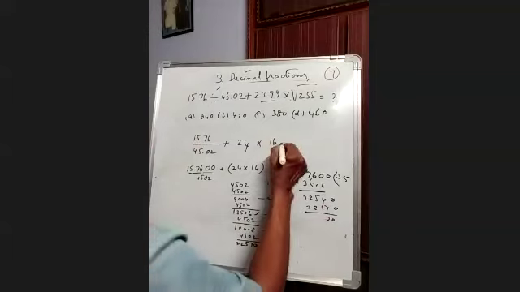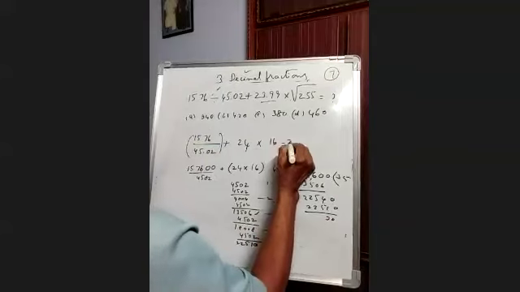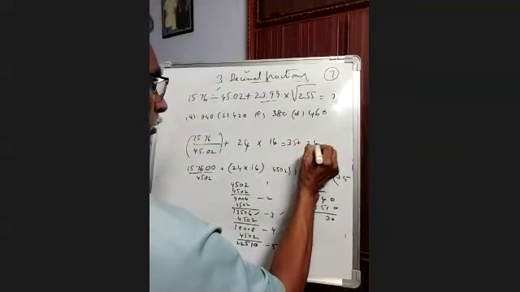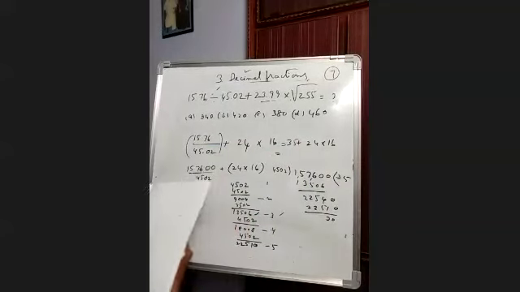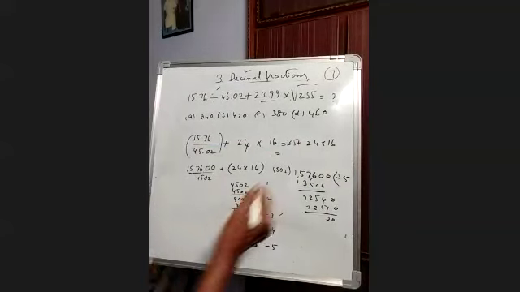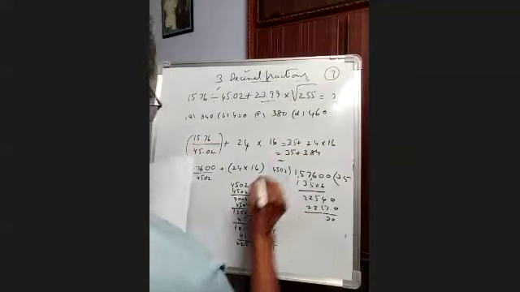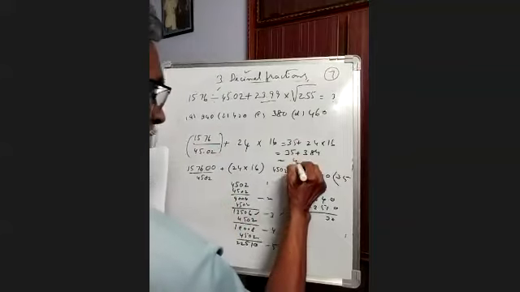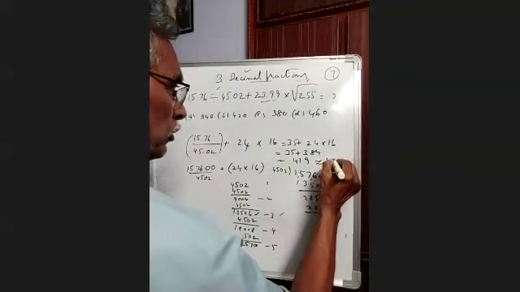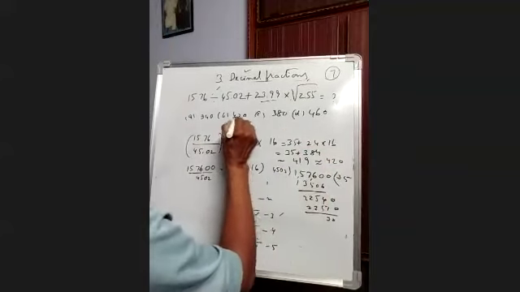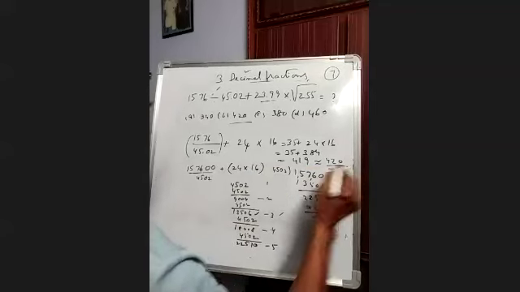The fraction will be 35 plus 24 into 16. 24 into 16 is 384, so 35 plus 384 will be 419. That will be approximately 420, one of the choices. 420 will be the choice.